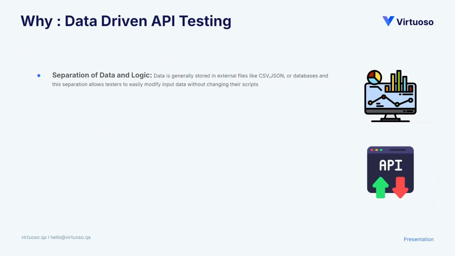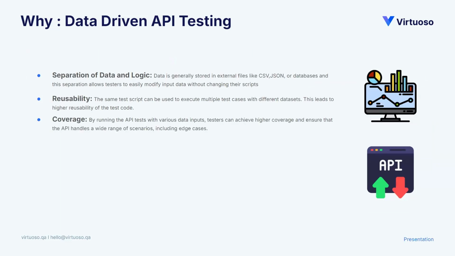So, data-driven API testing basically involves running the API tests with various input data, which are set to validate the API's functionality. And this API functionality is validated across multiple scenarios using the same test logic but different sets of data. And why do we do it? It's because of the factors that I am mentioning right now on the screen.